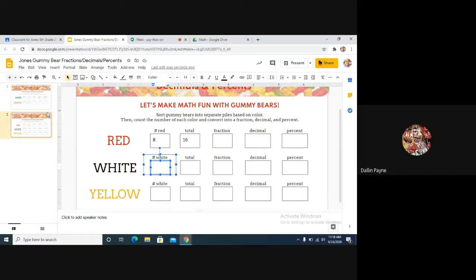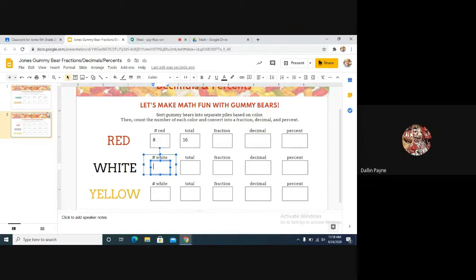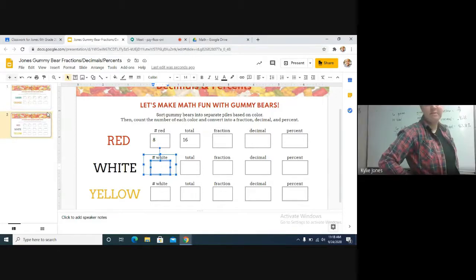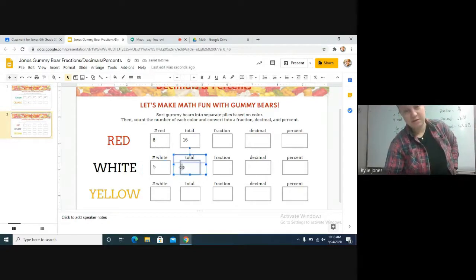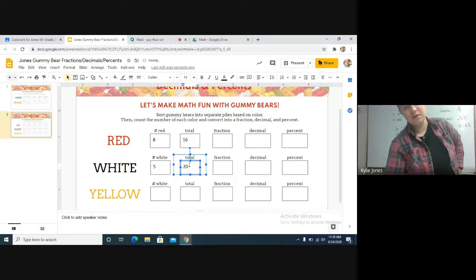I can see the white. You don't have to change it on yours then. Yeah, I can just see it. If I move my head in a certain direction, I can see it. There you go. For white, let's say you have 5 white gummy bears, but 20 total gummy bears.